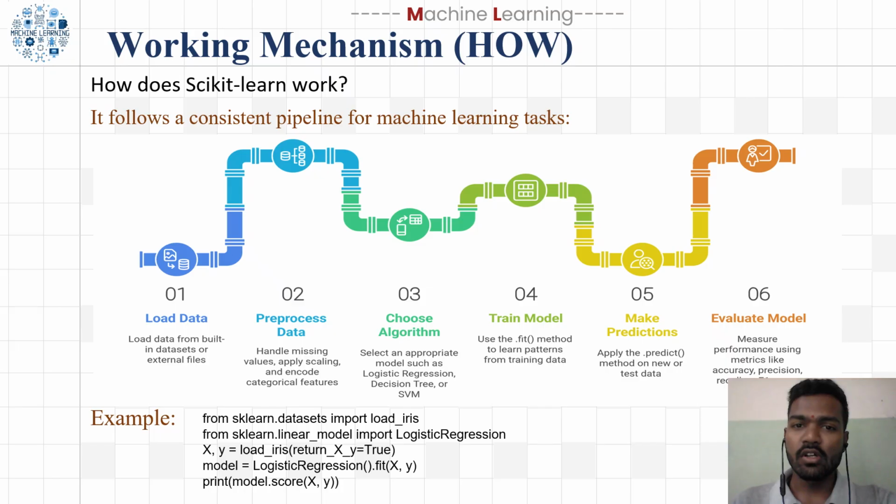Or think of an online shop grouping its customers. Scikit-learn's clustering uncovers hidden patterns, like bargain seekers versus premium buyers. It feels more like shaping Lego pieces together than struggling with raw mathematics. So it's as simple as that, the working of Scikit-learn. So moving on with the next slide.